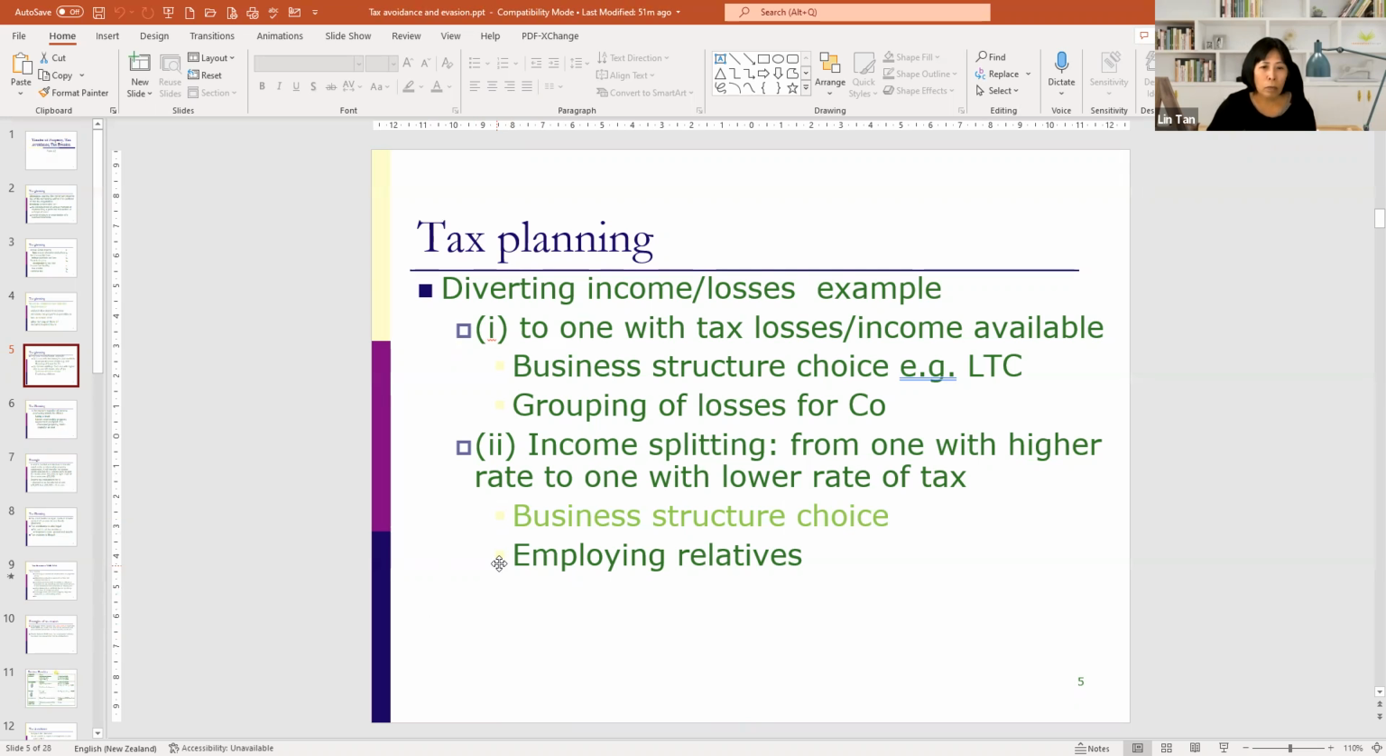Another common way for them to split income, as I mentioned in the earlier topics, is by employing their relatives, right? Maybe they can bring in their spouse to help in the business and pay them some salary, right? So that is already one way of splitting income.